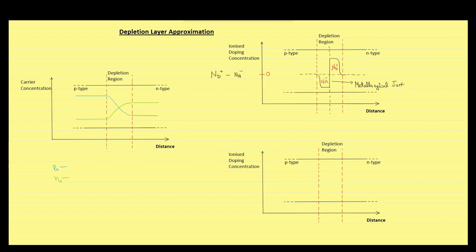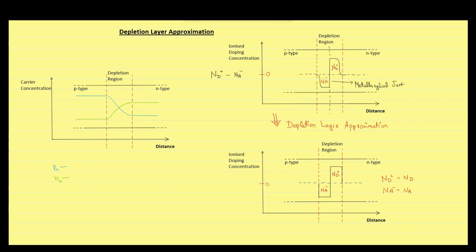So, we use depletion approximation, in which we extend the straight line slightly to give the Nd plus minus Na minus curve a shape which looks like a pulse, but still covering approximately the same area. We actually assume that in the depletion region, all the dopant atoms are ionized, meaning that Nd plus is equal to Nd and Na minus is equal to Na.